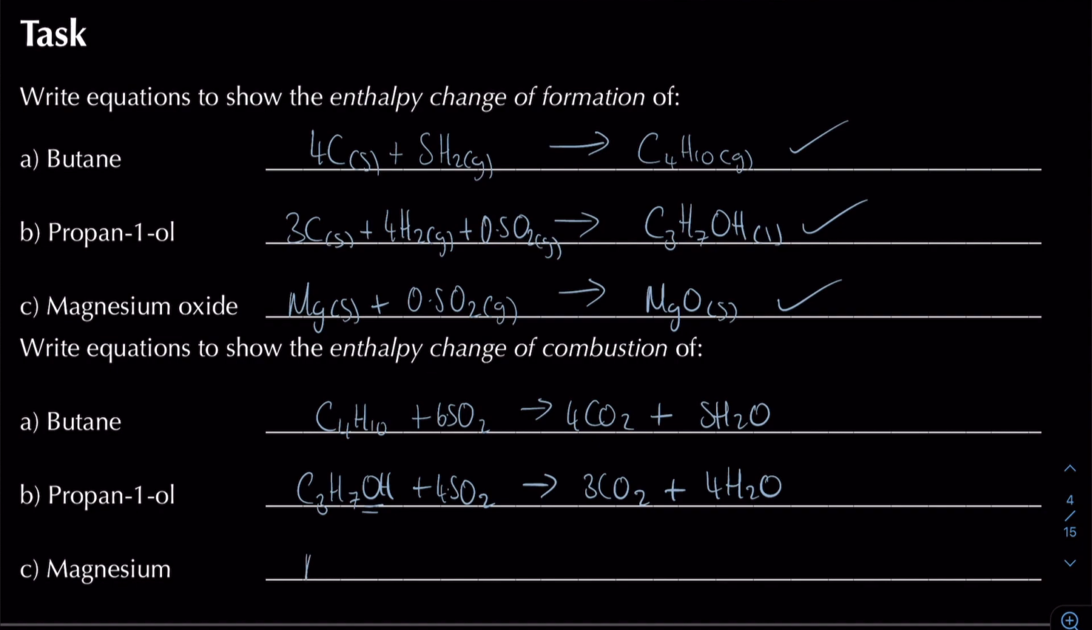What about magnesium? Well, we know 1 lot of magnesium is going to burn with oxygen, and what we're going to end up forming is magnesium oxide itself. Again, we've burned 1 lot of magnesium, so we must use 0.5 lots of oxygen to make that balance as well. And there are my 3 other examples of the standard enthalpy change of combustion, in this case done, along with the 3 above that for the enthalpy change of formation.